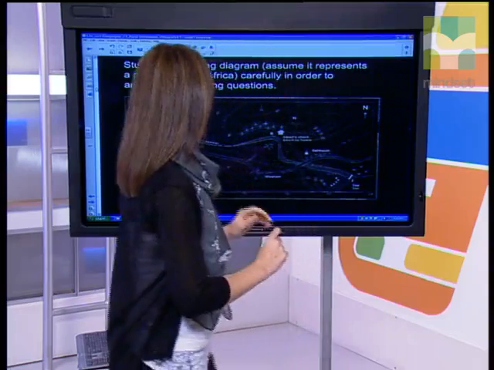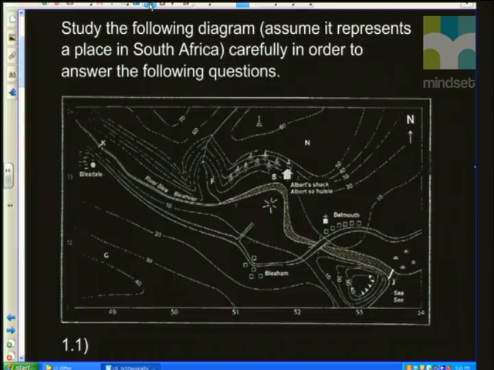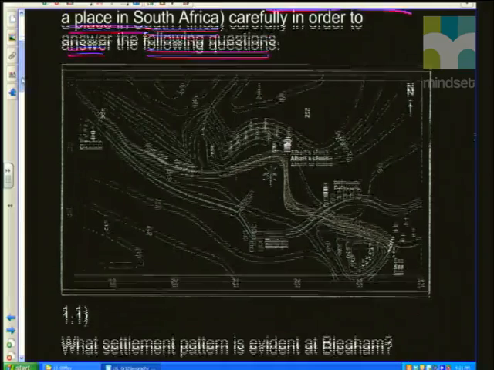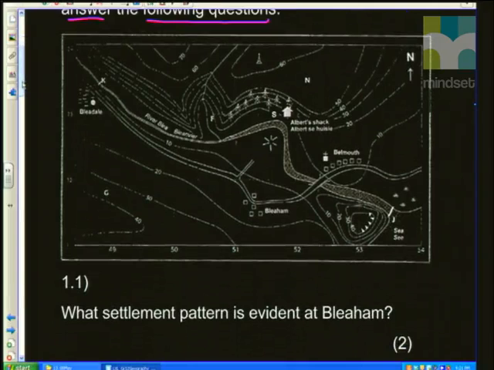Now it's time to get on with today's lesson. If you have a look at this diagram, we have to study it carefully, right? And we have to assume that it represents a place in South Africa. We need to do that in order to answer the following questions. But before we get to the questions, let's have a closer look at the diagram. If we have a look here, we'll notice the first thing is that there's a river running through the area, or flowing through the area, and it reaches its mouth at the sea.